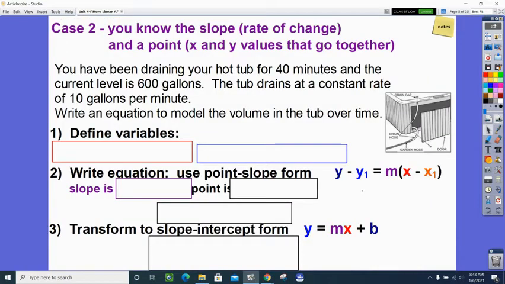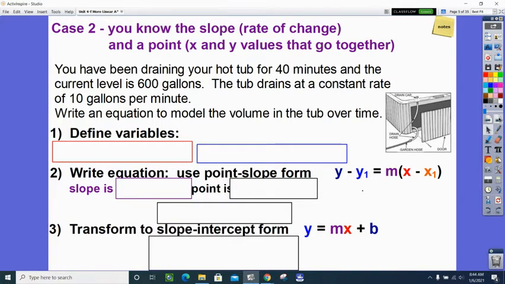All right, let's go on to case 2. In this case, you know the slope, the rate of change, but the point is not the initial value. Okay, so we don't have the y-intercept here. So let's read this problem. You've been draining your hot tub for 40 minutes. So you pull out the plug, basically. It starts draining and you walk away. After 40 minutes, you go back and your current level is that there are 600 gallons still left in the tub. Now the tub drains at a constant rate, which is 10 gallons per minute.